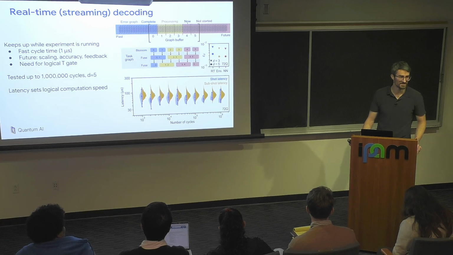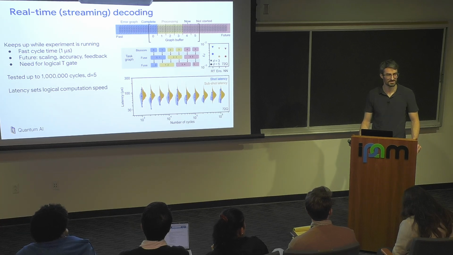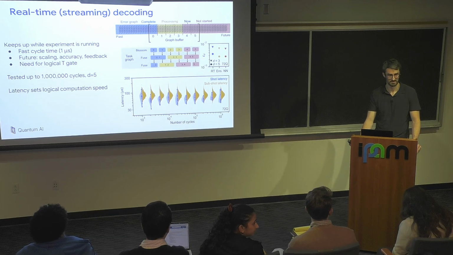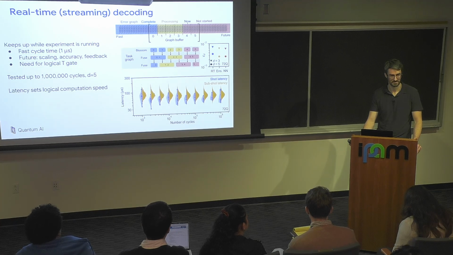Can you explain more details about the fuse? Does it just do another Blossom on the fused graph, or does it use the decoding result from every block and fuse the decoding results into a larger decoding result?